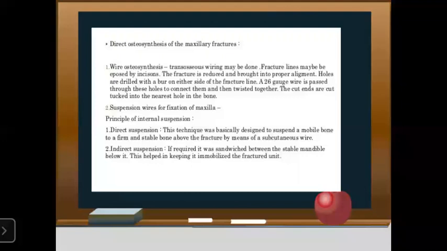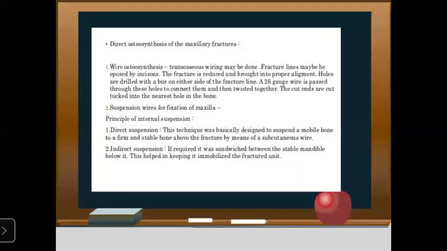Now, internal fixation, direct osteosynthesis of maxillary fracture, wire osteosynthesis. Transosseous wiring may be done. Fracture lines may be exposed by incision. The fracture is reduced and brought into proper alignment. Holes are drilled with a burr on either side of the fracture line. A 26 gauge wire is passed through these holes to connect them and then twisted together. The cut ends are tucked into the nearest hole in the bone.